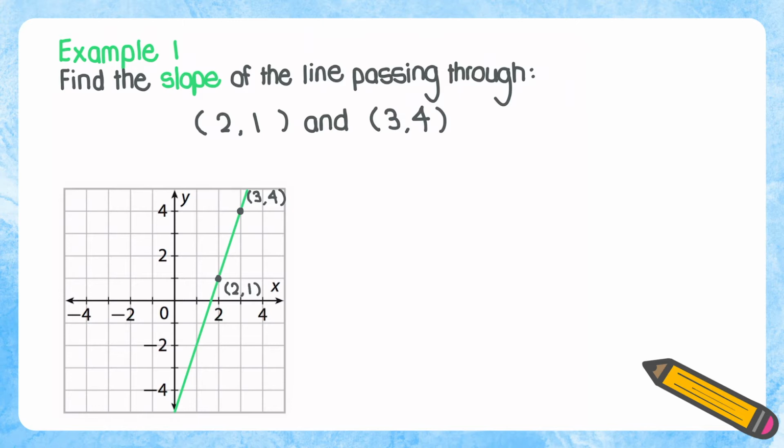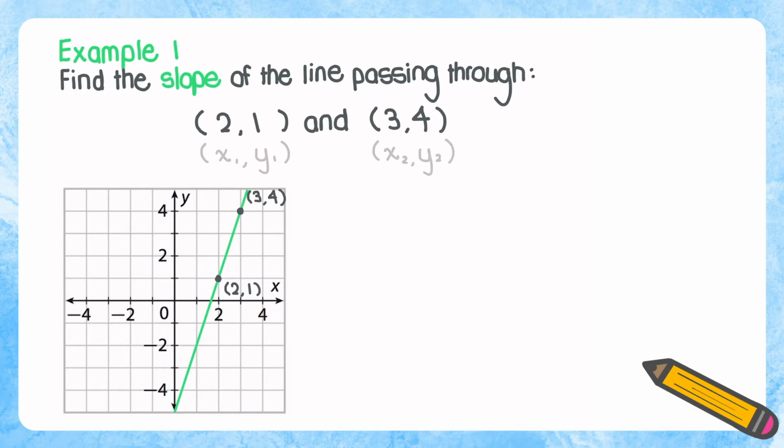For our first example, it says to find the slope of the line passing through (2, 1) and (3, 4). If we look at the graph, we can tell that the slope is 3. But you won't always have a graph. Maybe you're just given 2 points. So let's make sure we can use the formula as well. I always like to label the points first, like this, so that I know what x sub 1 equals, or x sub 2 equals. So I like writing it out.